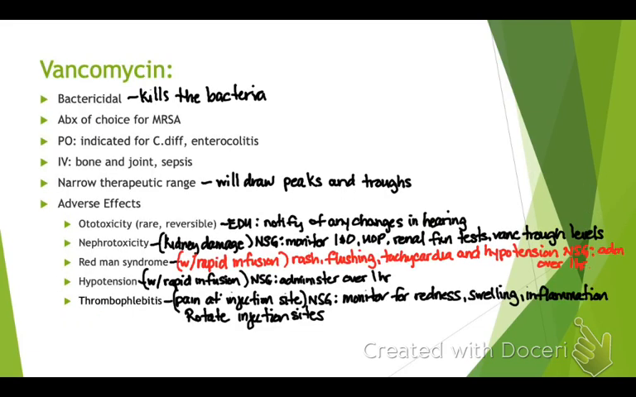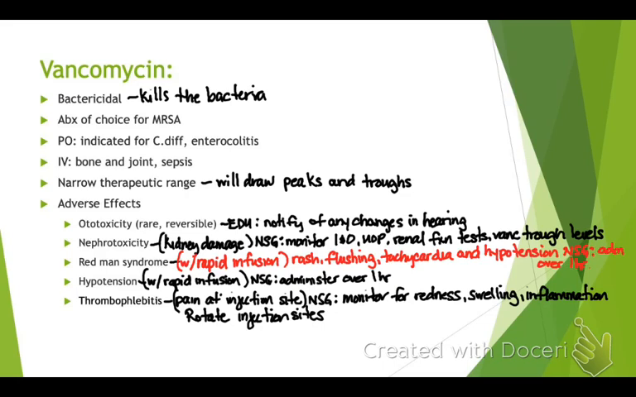Okay, so as we continue, we want to talk about vancomycin. Vancomycin is bactericidal. It will kill the bacteria. It's the antibiotic of choice for MRSA. It can be given PO, and PO, it's indicated for C. diff or enterocolitis. If we give it IV, it can be for bone and joint infections or sepsis.